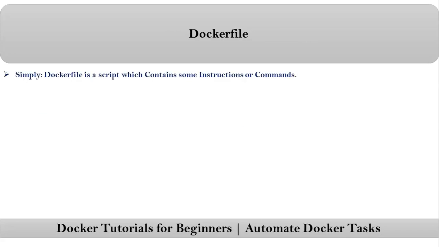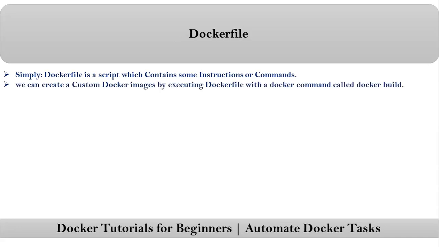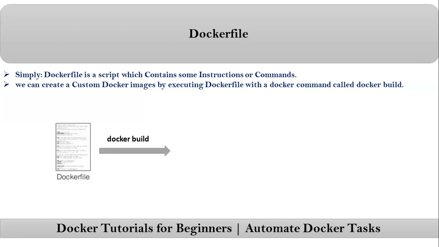In simple terms, a Dockerfile is a script which contains some instructions or commands for our Docker. And we can create a custom Docker image by executing the Dockerfile with a Docker command called docker build. So simply, first we will write a Dockerfile with some instructions or commands. Now by using Docker, we will run the docker build command on this Dockerfile. Simply, we are executing the Dockerfile with the help of the docker build command, so that it will create a Docker image.